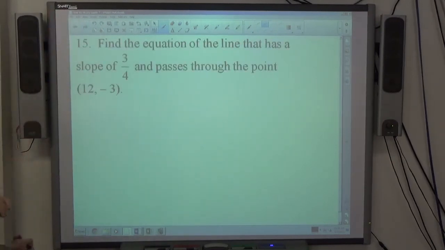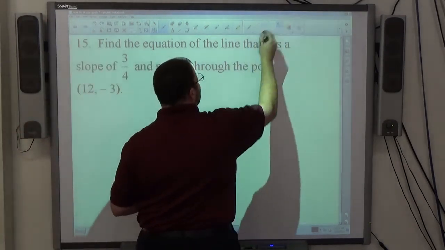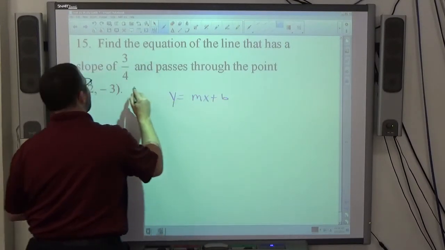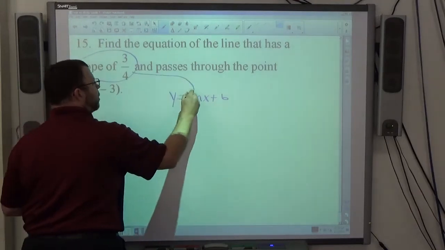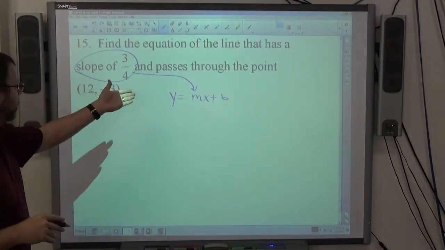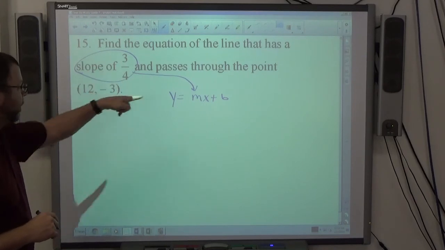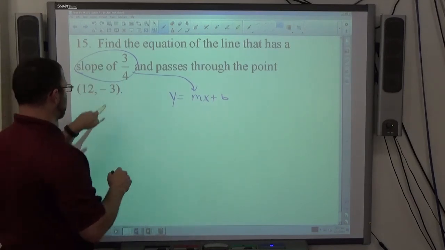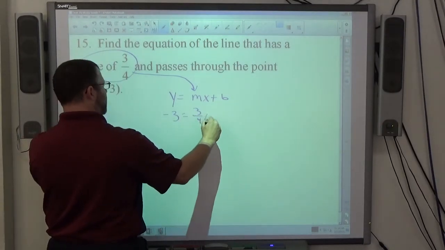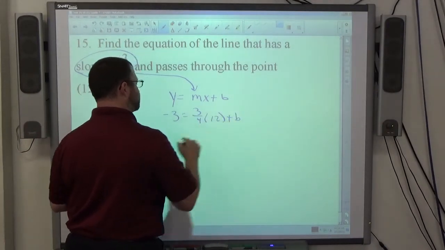Number 15, find the equation of the line that has a slope of 3/4 and passes through the point 12, negative 3. Nothing weird about this. They tell you the slope, they tell you the point. They're simply asking you to find the y equals mx plus b structure. Slope is 3/4, that's the m part, and b is what we don't know. We're going to use that exact slope with this exact point into that equation to find out what b equals. So y is negative 3, m is 3/4, x is 12, and b is unknown.